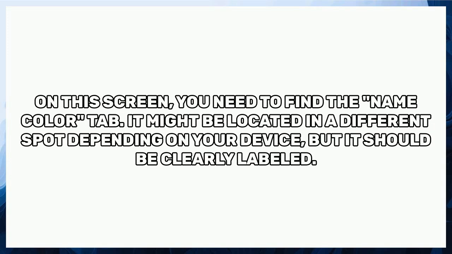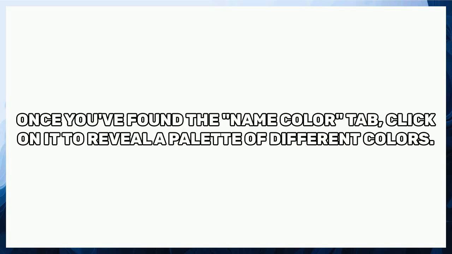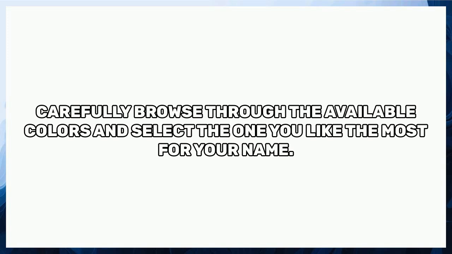On this screen, you need to find the name color tab, and it might be located in a different spot depending on your device, but it should be clearly labeled. Once you've found the name color tab, click on it to reveal a palette of different colors. Carefully browse through the available colors and select the one you like the most for your name.